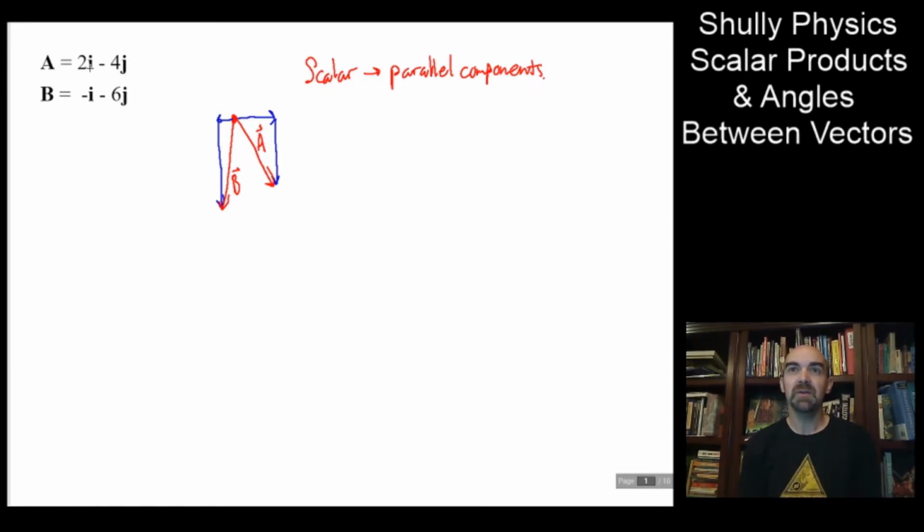Therefore, the i's will be multiplied. But whenever you've got an i times a j, that's going to be ignored. Mathematically, what does keeping and ignoring look like? Well, definition of a scalar product of two like directions, let's say i dot i. By definition, i dot i is going to be 1.